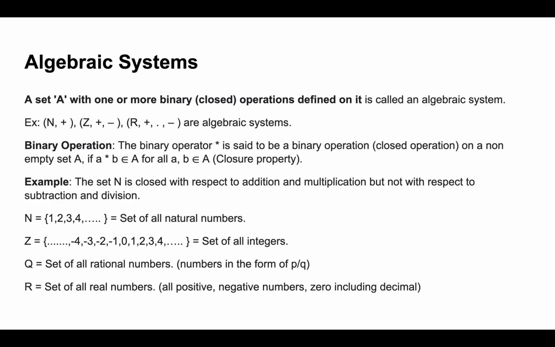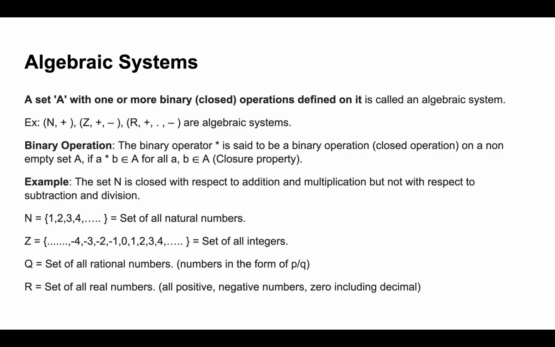N is the set of natural numbers 1, 2, 3, 4, and so on up to infinity. We don't know what the end of that set N is. N is the set, and the operation performed there is the plus operation. I take any two numbers, 1 plus 4. 1 plus 4 is equal to 5. Is 5 present in that N set? Yes. So it is a closed operation.